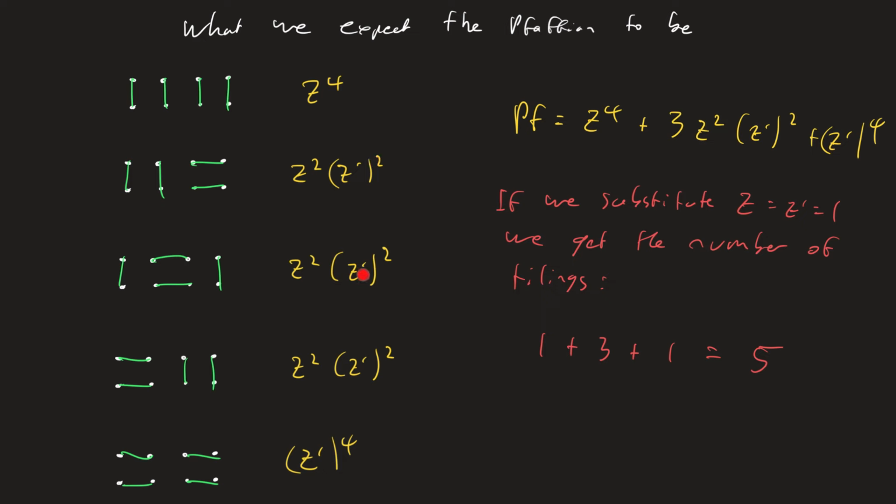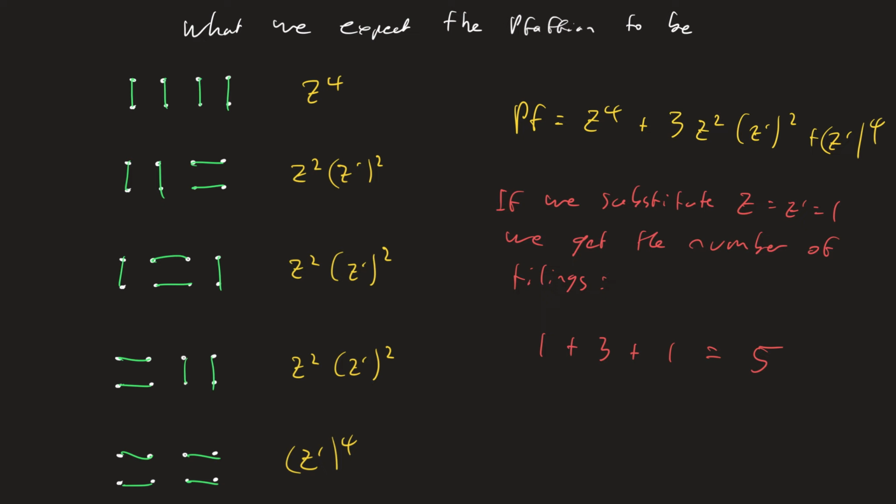squared. Same here, same here. 2 vertical, 2 horizontal. 4 horizontal means z prime to the power of 4. And the Pfaffian is simply the sum of these 5 terms here, which gives us z to the 4 plus 3z squared z prime squared plus z prime to the 4.